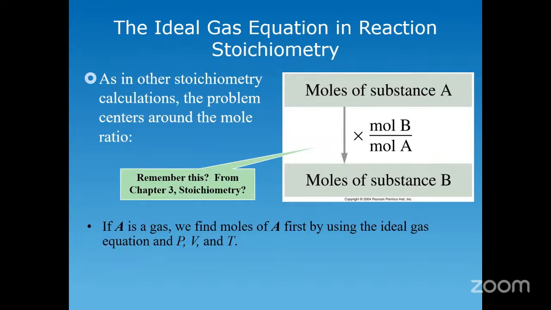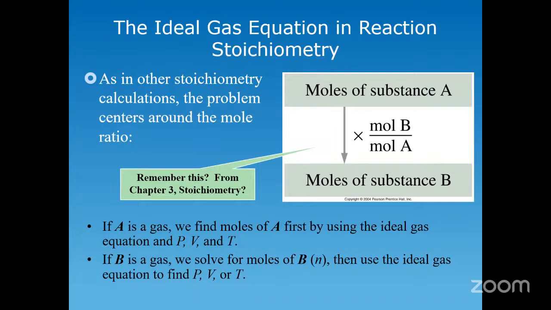And then using the mole ratio established by the balanced equation, you can determine the moles of any other substance, again, maybe a gas, right? So you use the mole ratio multiplied by the moles of the initial substance to get the moles of the other substance, let's call it substance B.